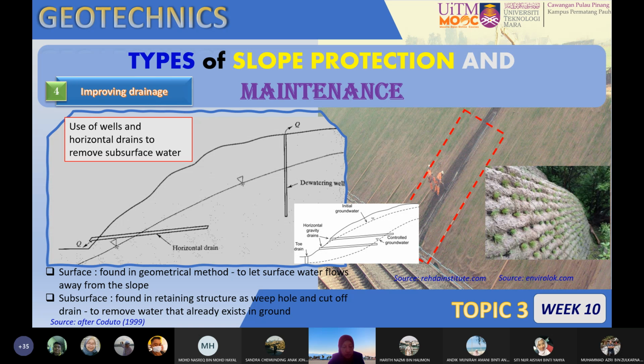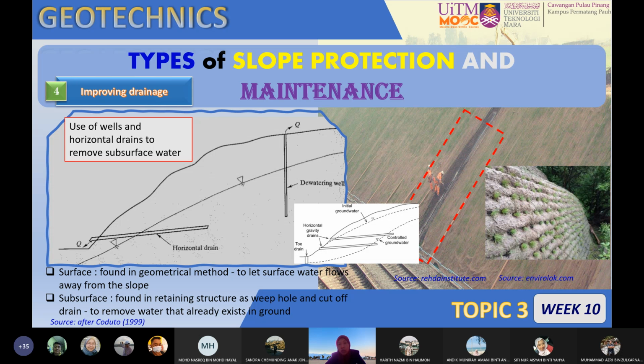Okay, next is improving drainage. Improving drainage can be seen in two ways: you have the vertical drain, or the dewatering well, and then you also have the horizontal drains. One more thing is that you can also have surface drain and subsurface drain. The surface drain is found in geometrical methods, which let surface water flow away from the slope. The subsurface drain is found in the retaining structure as weep holes and cut-off drain, to remove water that already exists in the ground.